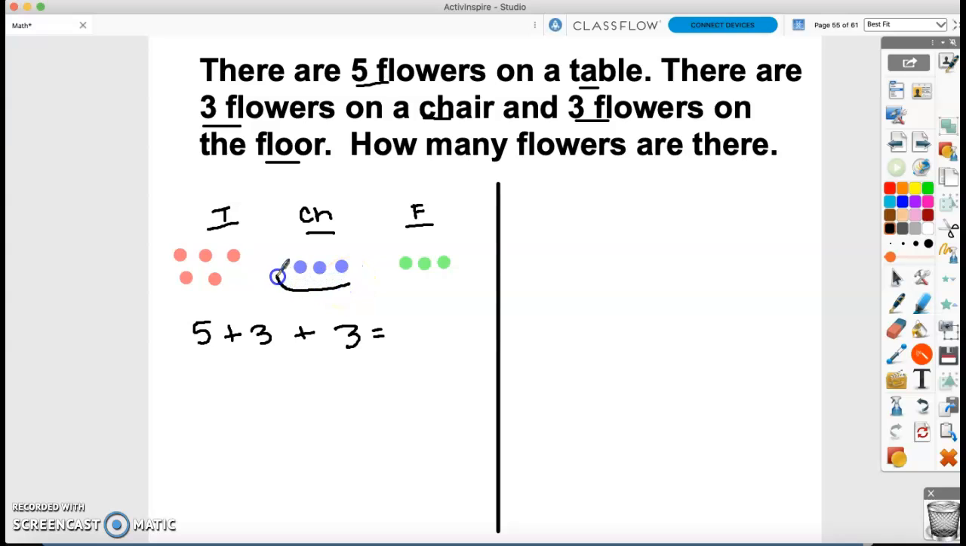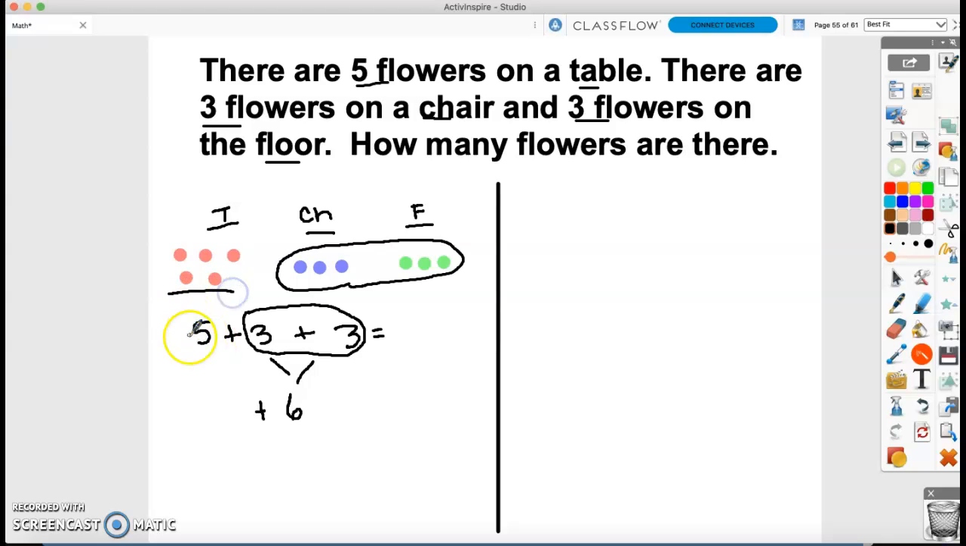Well, I see right here between the chair and the floor, I see 3 plus 3 on my number sentence and on my picture. Well, I know what 3 plus 3 is. 3 plus 3 is 6. But I still have to add in the ones on the table. So I need to make sure I add in the ones on the table too. So I still have 5, but now I have 5 plus 6.